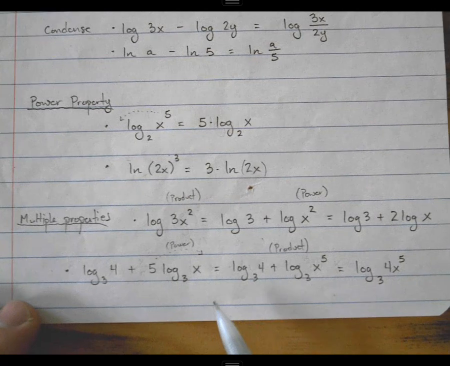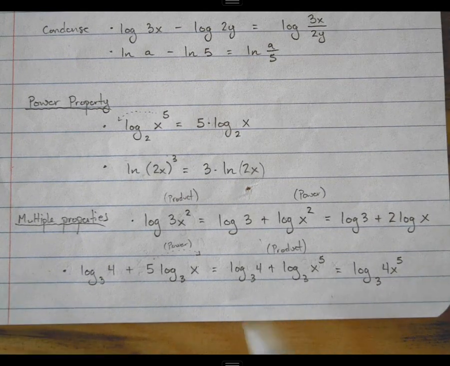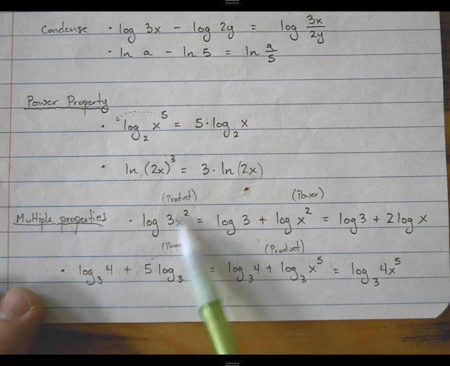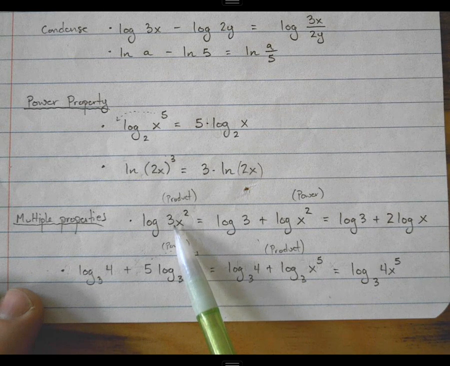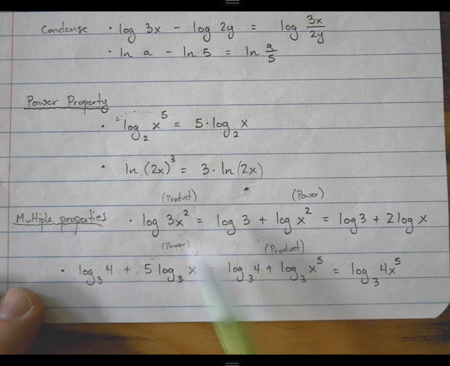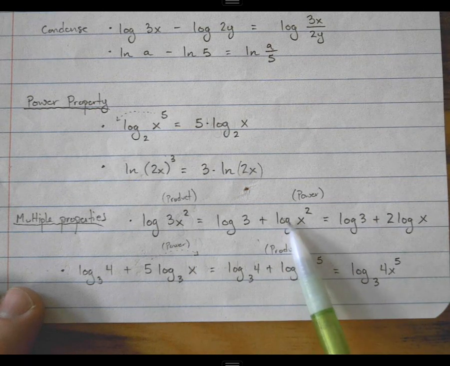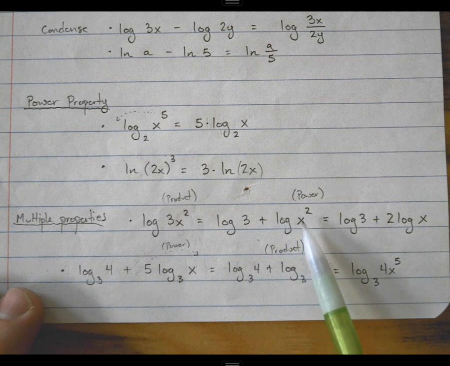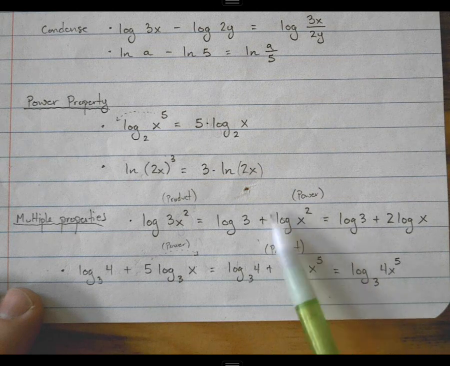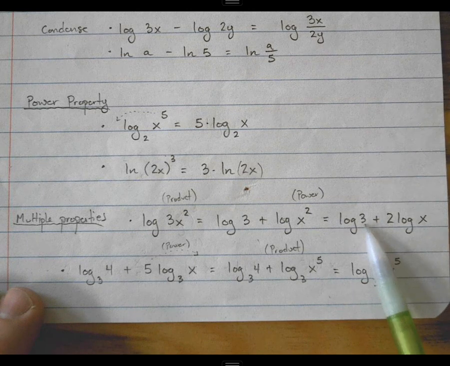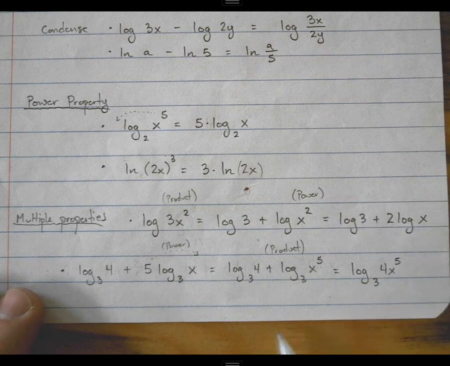So lastly here, we might have an instance where we use multiple properties. For example, the log of 3x squared. Here's a product, so I could split this as the log of 3 plus the log of x squared using the product property. And then I've got this power on my second logarithm, log of x squared. So I could bring this 2 down in front using the power property. I've got my log of 3 plus 2 times log of x.